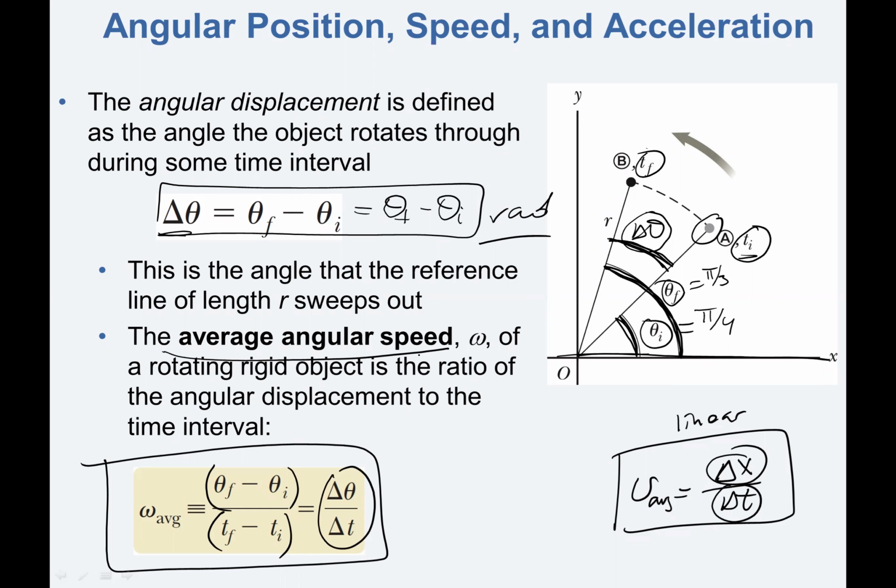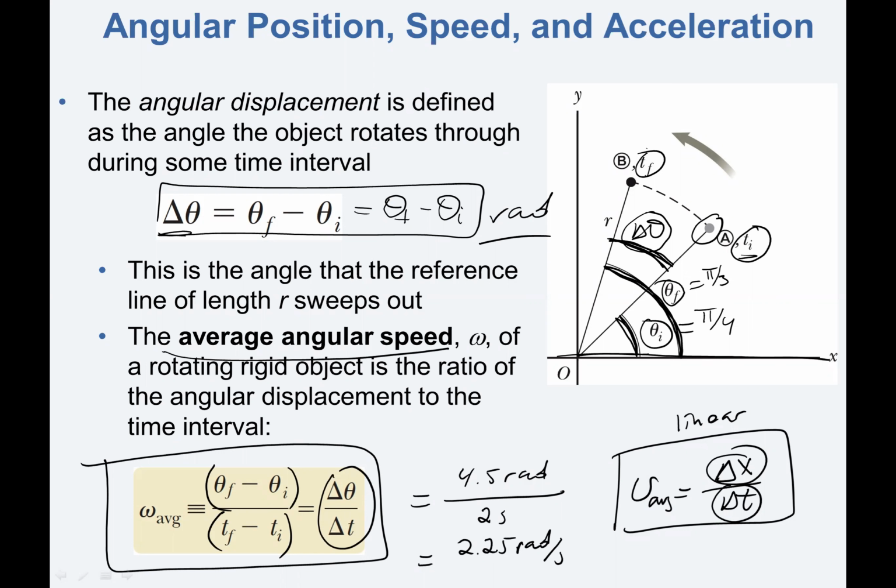That means, for example, let's say your object undergoes, I don't know, 4.5 radians displacement. All right, so 4.5 radians. Well, let's say it took, I don't know, 2 seconds. Okay, 4.5 radians in 2 seconds. Well, you can see from here, your average angular speed will be 2.25 radians per second.